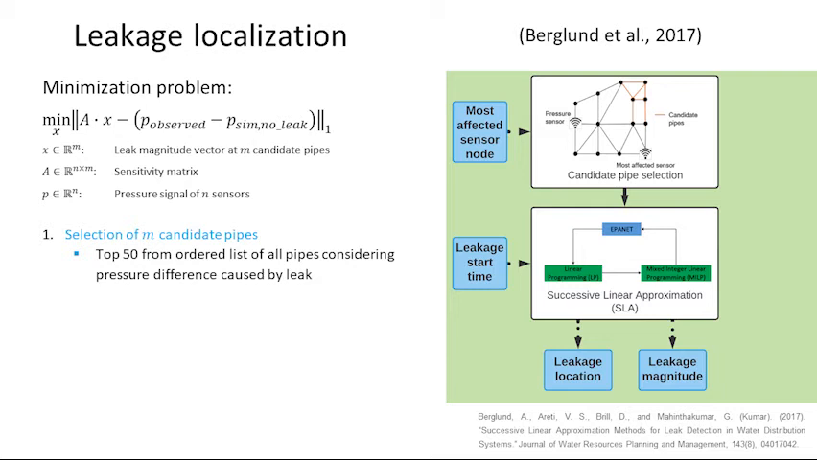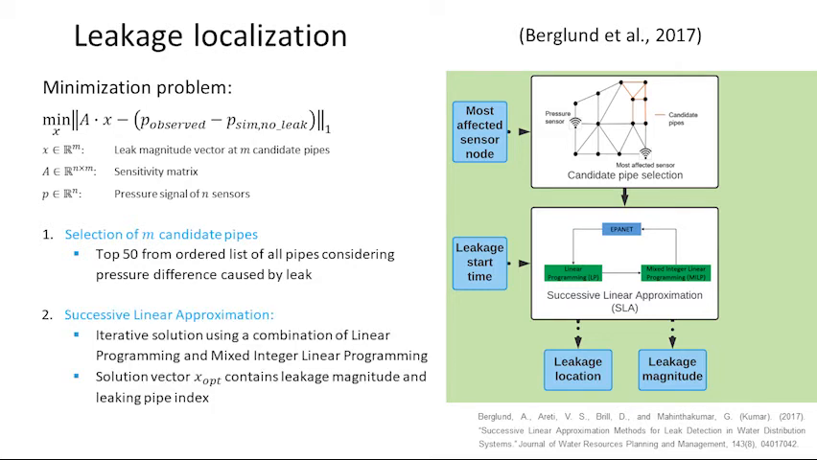Finally, for reasons of computational effort, from the initial set of 50 candidates, a reduced set of 10 to 15 pipes is sampled to obtain the final m number of candidate pipes. In a second step, the final leak location for all candidate pipes are calculated by successive linear approximation using a combination of linear programming and mixed integer linear programming.